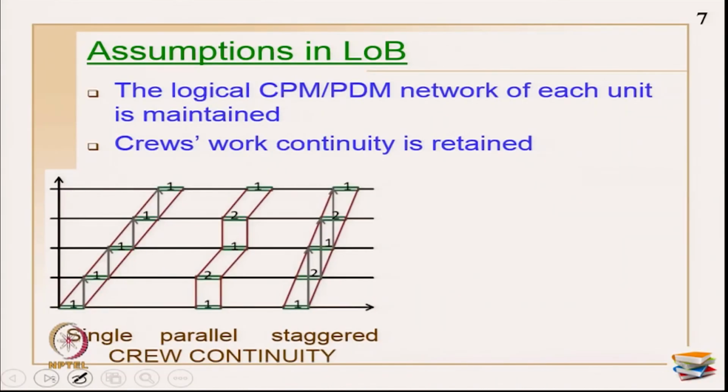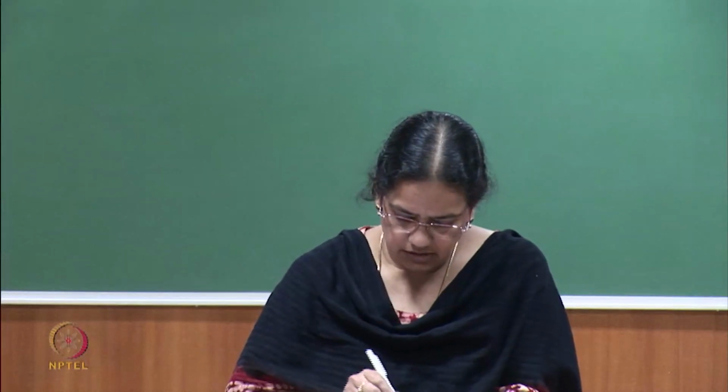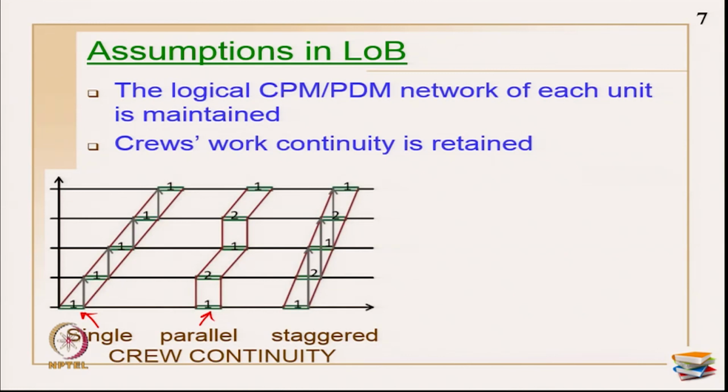Next, crew's work continuity is retained, which I have also told you. So, after the first unit, the crew immediately has to move to the second unit. Once it is completely done, immediately it has to move to the third unit and so on. If you have multiple crews also, the same thing has to be done. For example, I brought multiple crew formations here. This is for single crew continuity, this is for parallel crew continuity, and this is for staggered crew continuity. There are 3 patterns available, and generally we follow only staggered patterns in case of multiple crews, and for single crews this is the only pattern which we have.